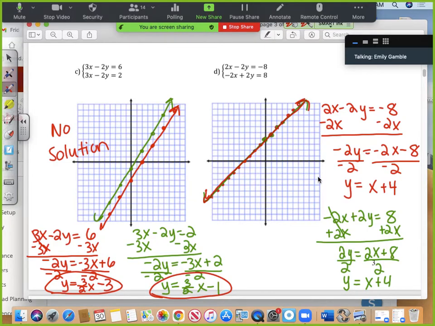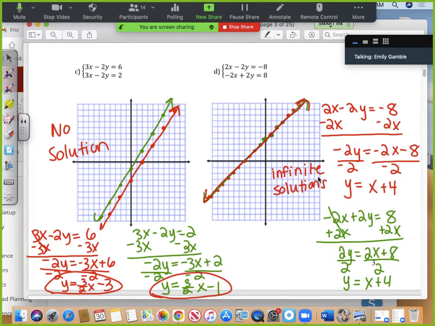When you have this situation and you go to graph and you realize it's the same exact line, this answer is called infinite solutions. And that's because the lines are identically the same and they always cross because they're the same exact line. So that's how to solve systems with graphing.